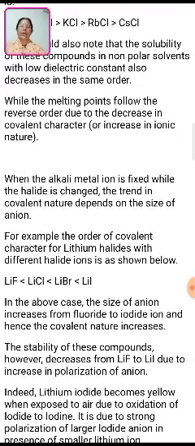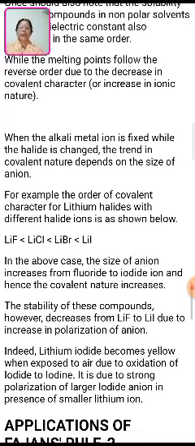When the alkali metal ion is fixed while the halide is changed, the covalent nature depends on the size of anion. For example, the order of covalent character of lithium halides with different halide ions is as shown below: lithium fluoride, lithium chloride, lithium bromide and lithium iodide. In the above case, the size of anion increases from chloride to iodide ion and hence the covalent nature increases from chloride to iodide.